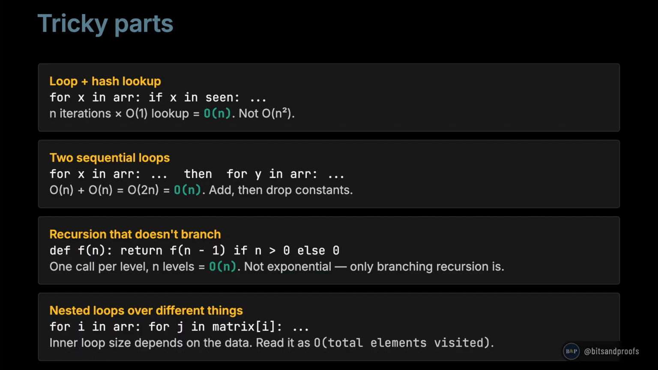Fourth tricky part, nested loops over different things. For i in R, for j in matrix at i. The outer loop is over R, size n. But the inner loop is over a row of a matrix whose size depends on the data. So you can't just say n squared. The proper complexity is O of total elements visited across all rows. Sometimes that's linear, sometimes much more. Read what the inner loop iterates over before declaring n squared.